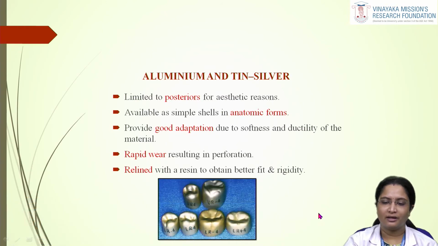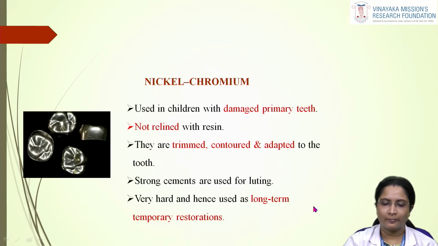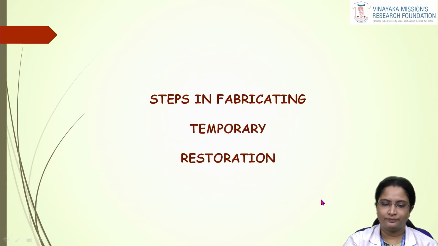Next is aluminium and tin silver. They are used for posterior restorations, and they mimic the anatomic form of a tooth. There will be good adaptation because the material is more ductile, but they easily wear off, and perforations are seen on these crowns, and they cannot be used as a long-term provisional restoration. Relining of these crowns will enhance the fit of the crown. Next is nickel chromium. They are indicated in children with severely damaged teeth, and no relining is required. It can be trimmed, contoured and adapted easily, and we need a strong cement to lute them so that it can be used as a long-term provisional restoration.